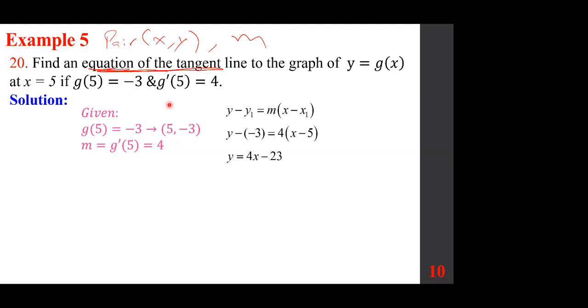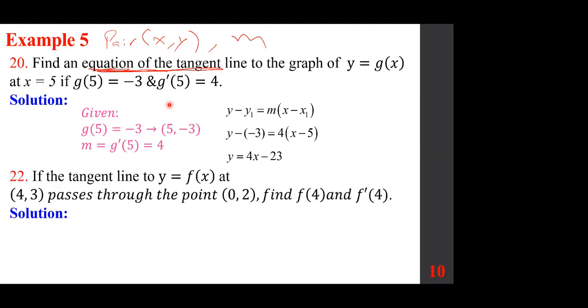Here's another interesting example. If the tangent line to the function y equals f of x at this pair, 4 comma 3, passes through this point, can you tell us what's f of 4 and what's f prime of 4? So we want to find f of 4 and f prime of 4. First and foremost, f of 4: look at this pair. 4 comma 3 is given. So f of 4 is 3. The pair tells us what f of 4 is.